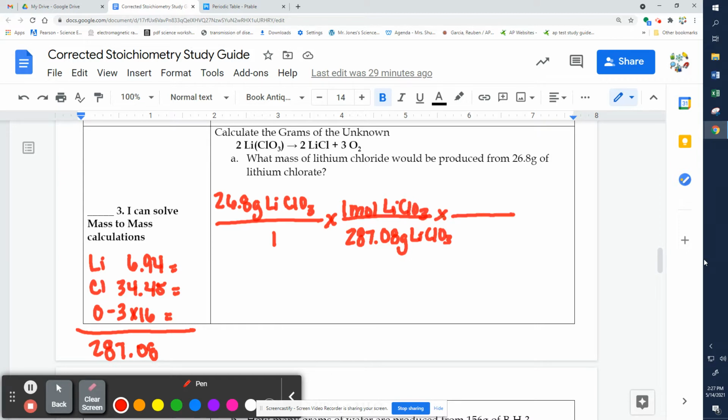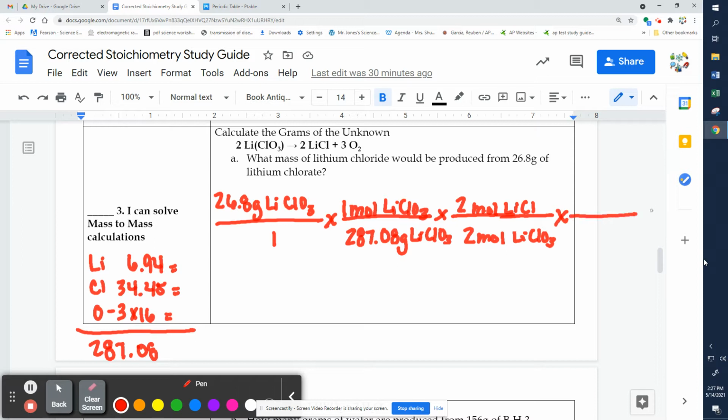For our next step, we have our mole ratio. On the bottom, I'm going to cancel out this moles of lithium chlorate. In front of my lithium chlorate in my balanced equation, I have a 2. So I know on bottom, this is 2 moles of lithium chlorate. On top, I know I'm going to lithium chloride, because it says what mass of lithium chloride. So that is also 2, because in our balanced equation, before lithium chloride, we have a 2. LiCl.